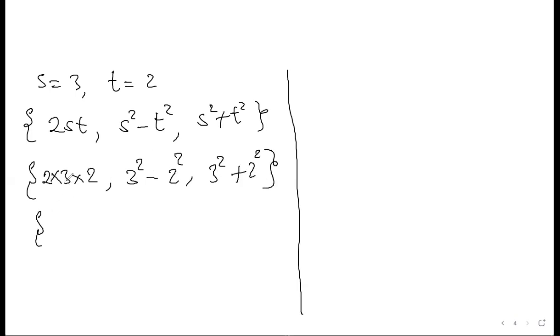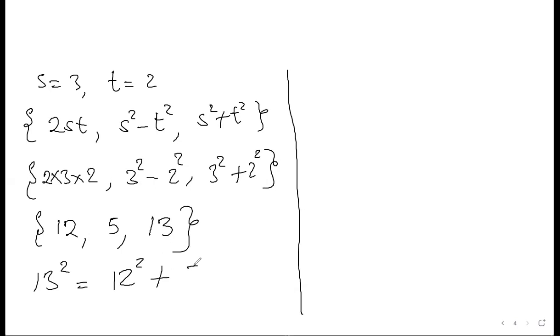So this will give me 2 times 3, 6, times 2, 12, and 3 squared will be 9, minus 2 squared which is 4, 9 minus 4 is 5, and 3 squared is 9, 9 plus 4 will be 13. So you can see this is definitely Pythagoras triple because the square of 13 will be equal to the sum of squares of 12 and 5. So 169 equals 144 plus 25. You can see clearly that 169 equals 169. So that's the set of Pythagoras triple that could be formed.